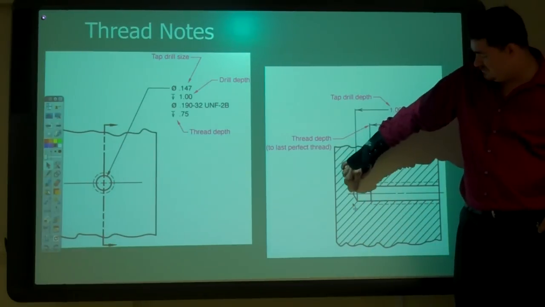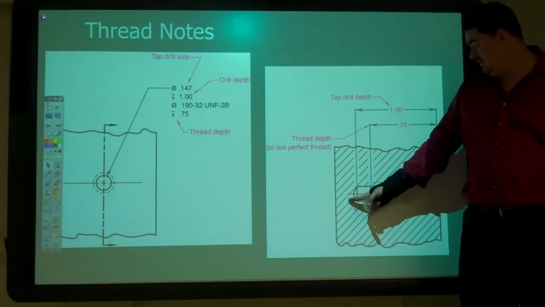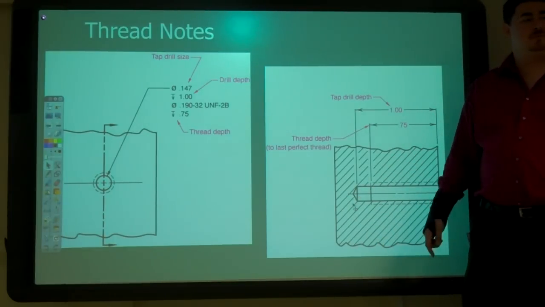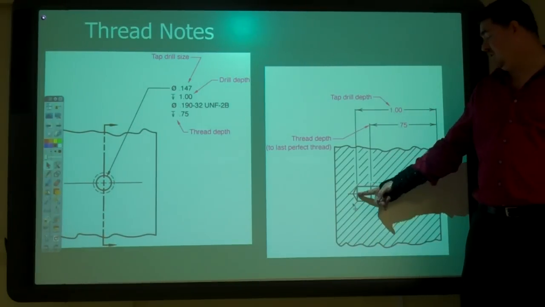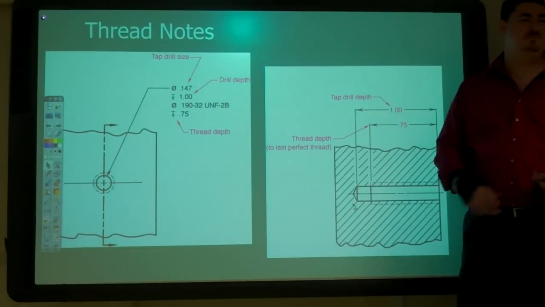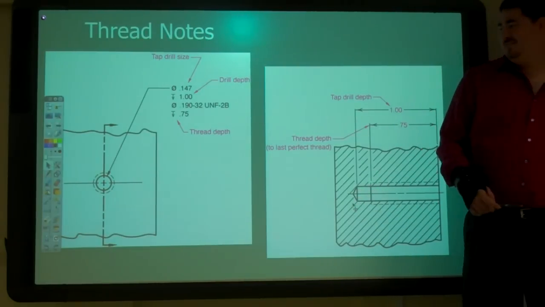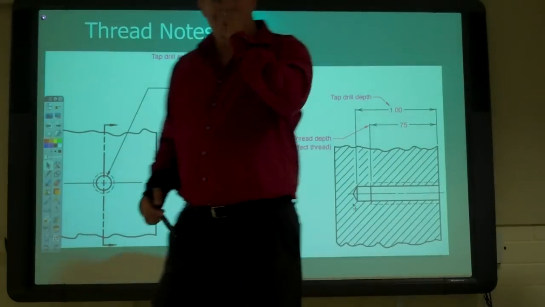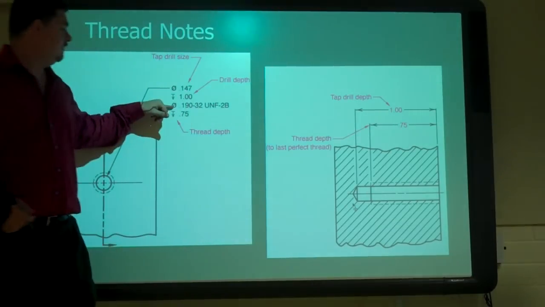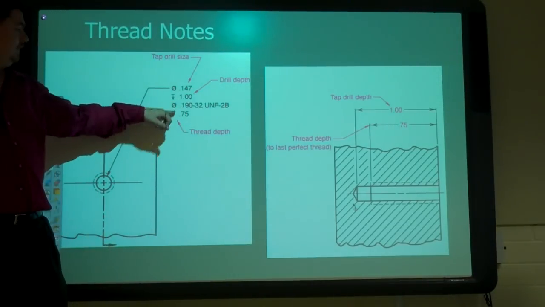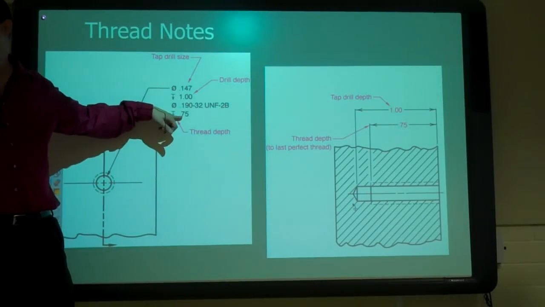So that'd be 30 degrees there, 30 degrees there. Would you do this 120 in between? Yes, 59. And then we call out the thread and the depth of the thread.